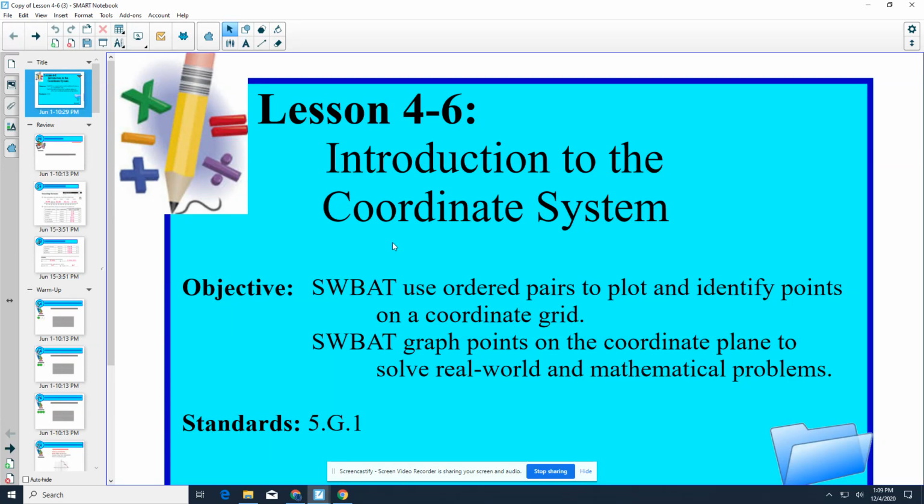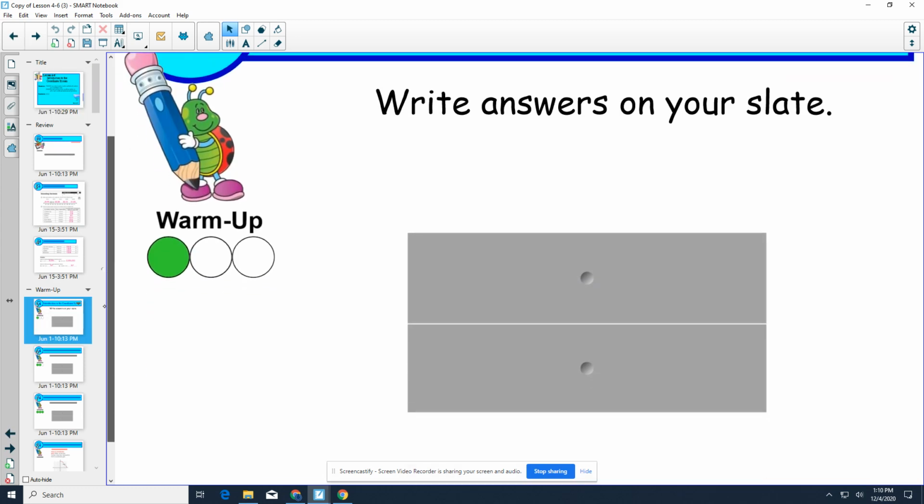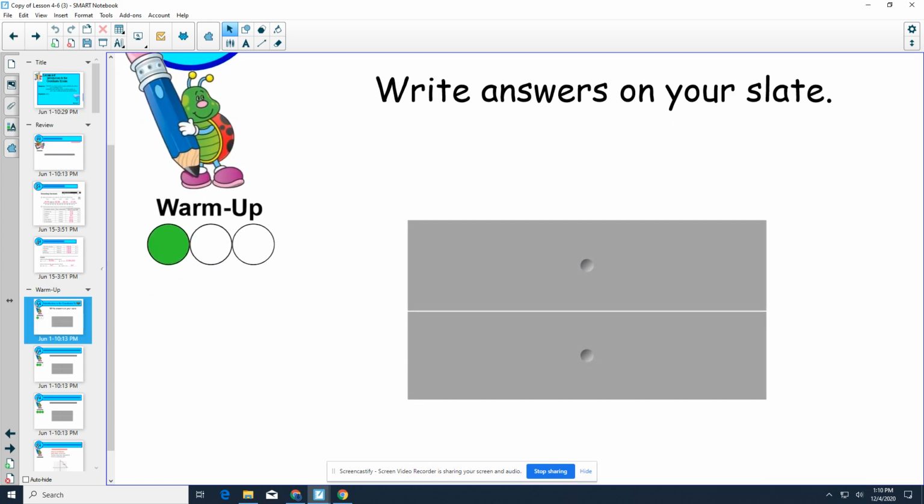Okay, today we're going to work on lesson 4.6, Introduction to Coordinate System. Our objectives are we want to be able to use ordered pairs to plot and identify points on a coordinate grid. We want to be able to graph points on the coordinate plane to solve real-world mathematical problems. So we'll start with our warm-up here.